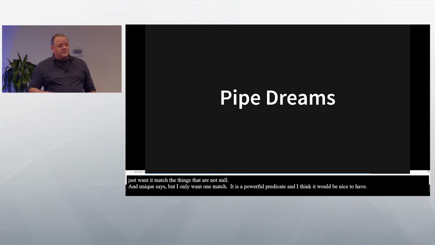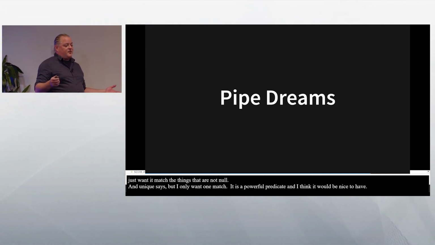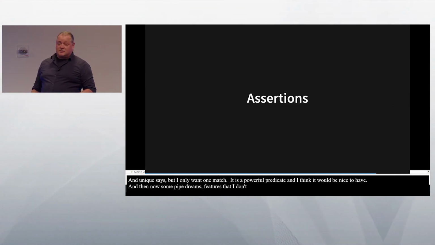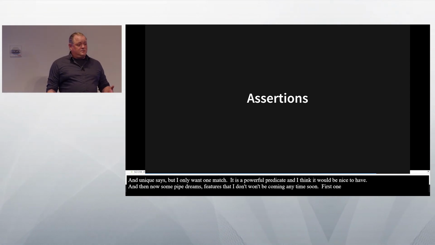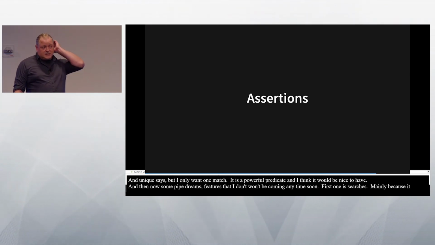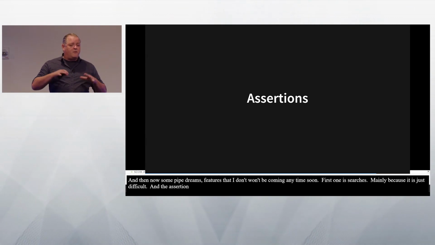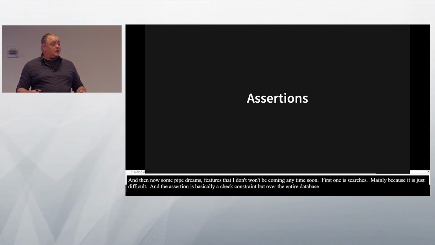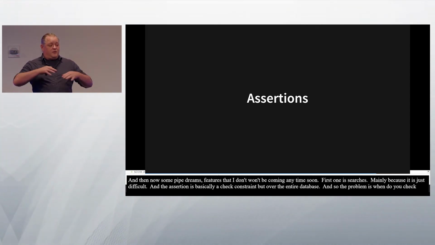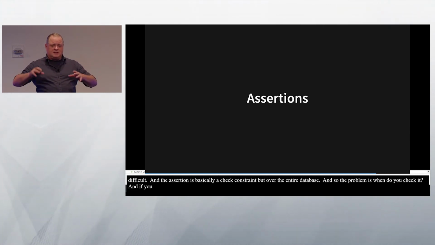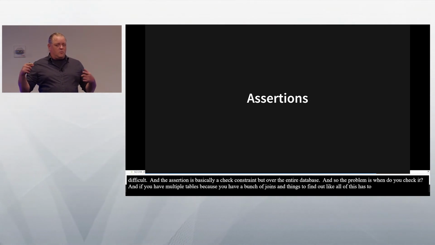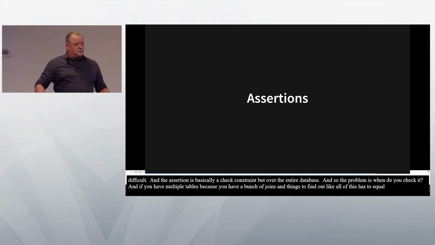And now some pipe dreams, some features that I know are not going to be coming to Postgres anytime soon. The first one is assertions, mainly because this is just difficult. An assertion is basically a check constraint, but over the entire database. And so the problem is, when do you check it? If you have multiple tables, because you have a whole bunch of joins and things to find out, like all this has to equal that, how do you know when to revalidate this?